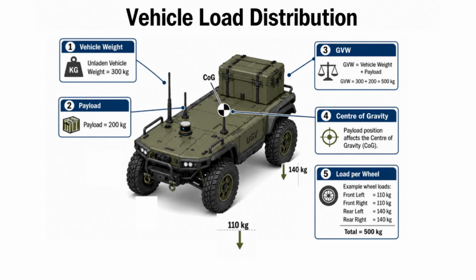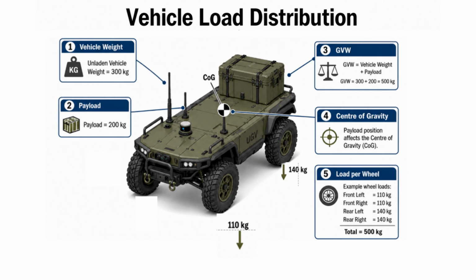Let us take a simple unmanned ground vehicle example to understand vehicle load distribution. The starting point is the vehicle's own weight, also called the unladen weight. This is the weight of the unmanned ground vehicle without carrying any mission equipment or cargo. In our example, the vehicle weighs 300 kilograms. We then add the payload.